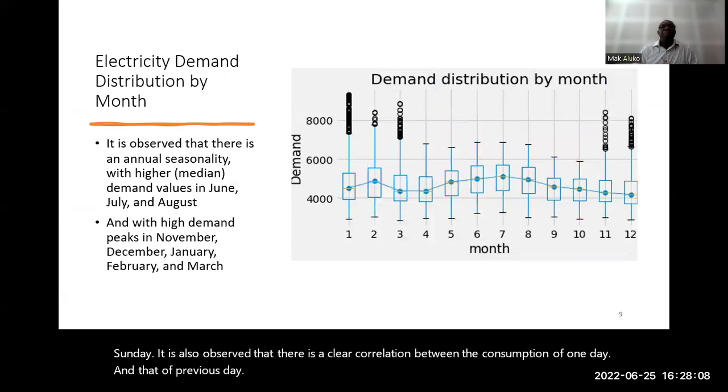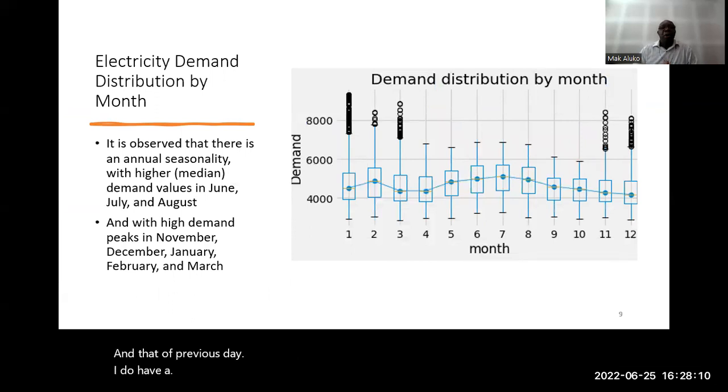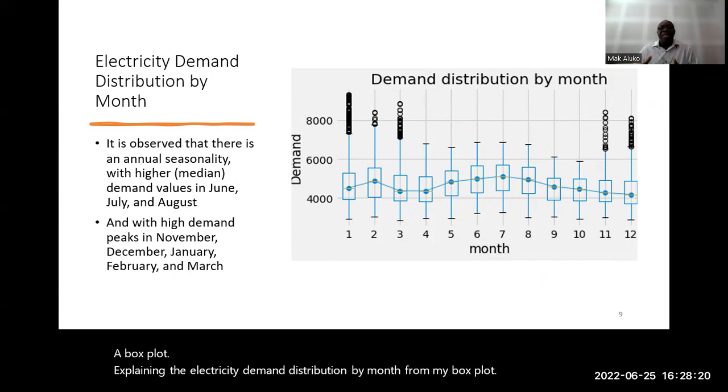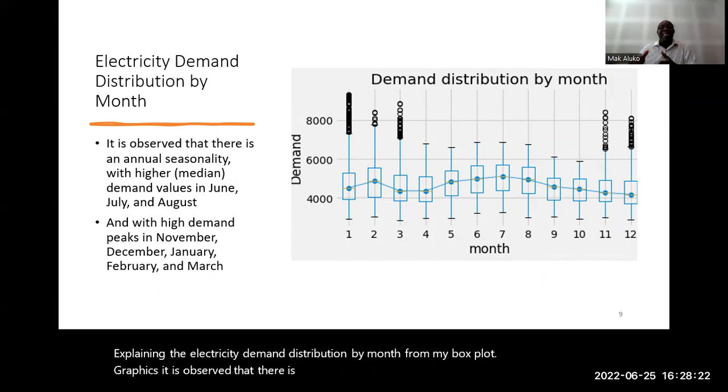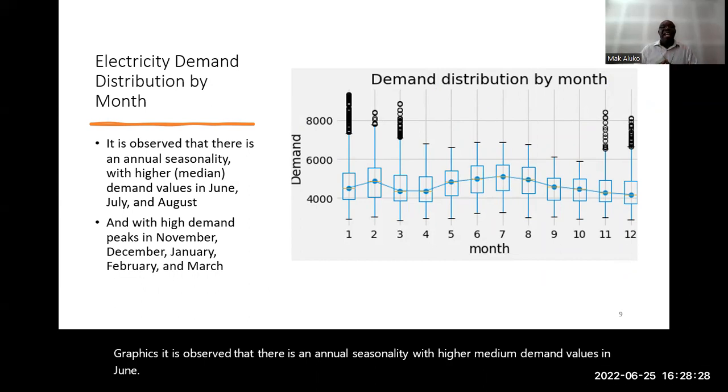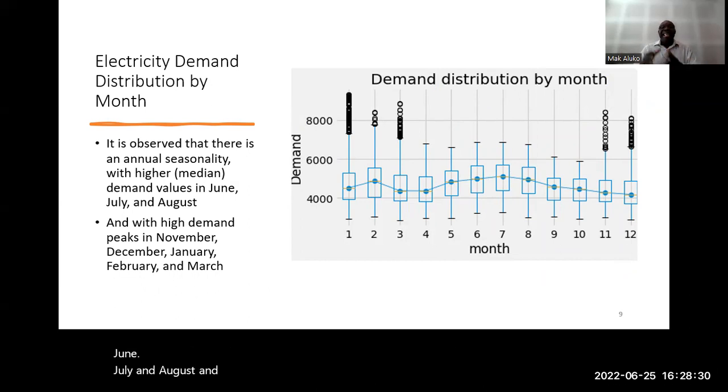I do have a box plot explaining the electricity demand distribution by month. From my box plot graphics, it is observed that there is an annual seasonality with higher median demand values in June, July, and August, and with high demand peaks in November, December, January, February, and March.